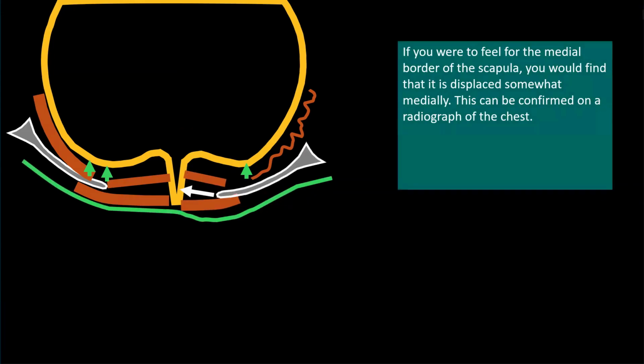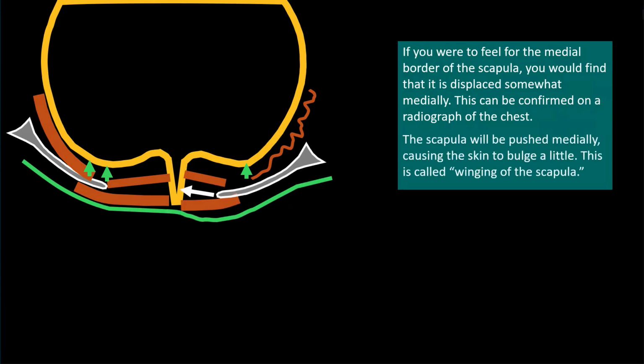If you were to feel for the medial border of the scapula, you will find that it is displaced somewhat medially. This can be confirmed on a radiograph of the chest. The scapula will be pushed medially, causing the skin to bulge a little. This is called the winging of the scapula.